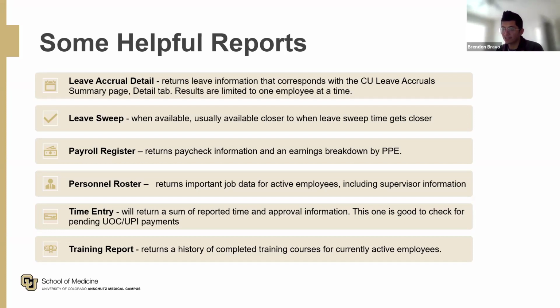Next is the time entry. This will return a sum of reported time and approval information. This one's actually good to check for pending UOC UPI payments. If you're not sure if something's been entered and approved, it'll show you if there's anything pending approval there. And then lastly is the training report. This returns a history of completed training courses for current active employees.